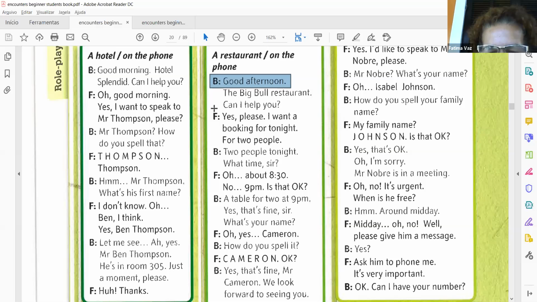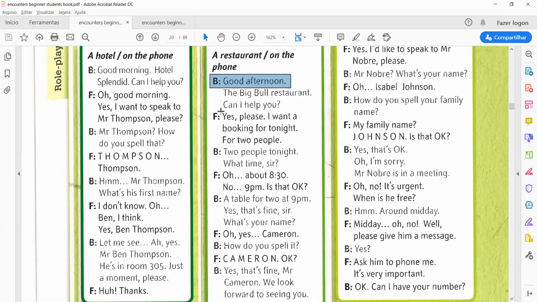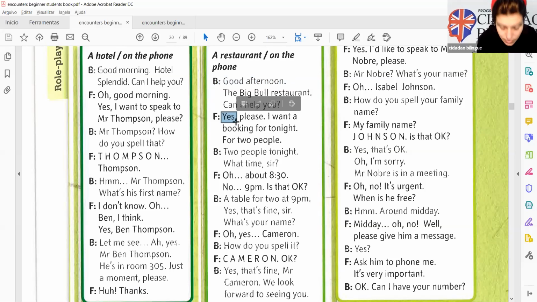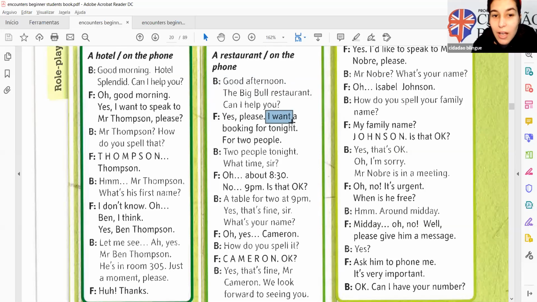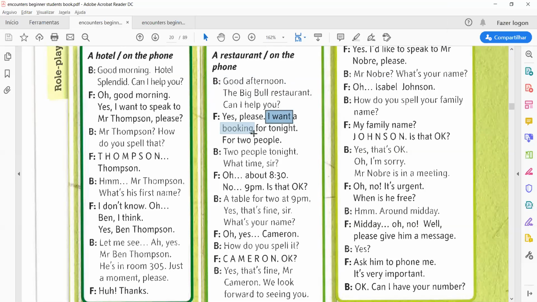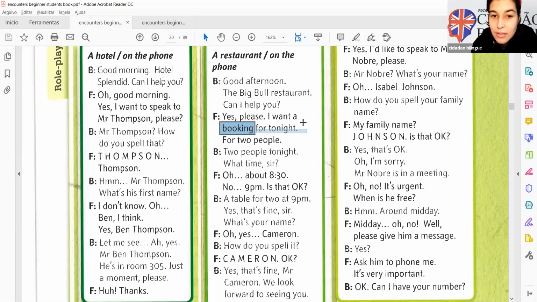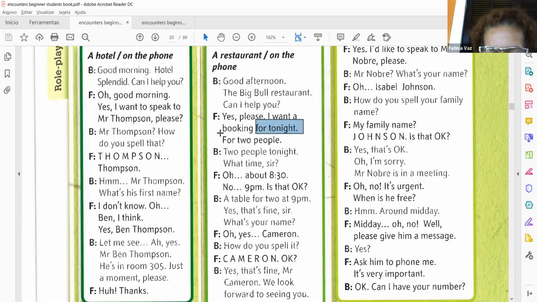Yes. Please, you entry a booking for two. For two people. So, Fátima, yes, yes, please. I want a booking for two people. People. Very good.